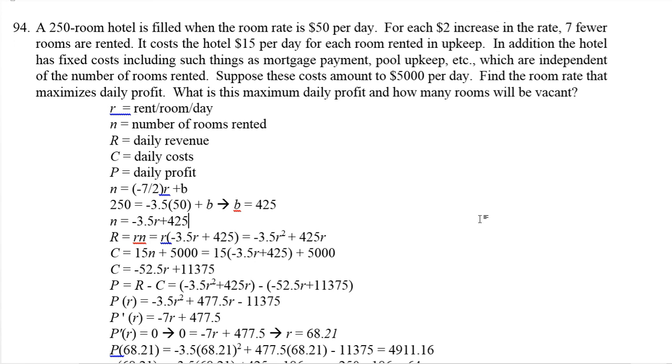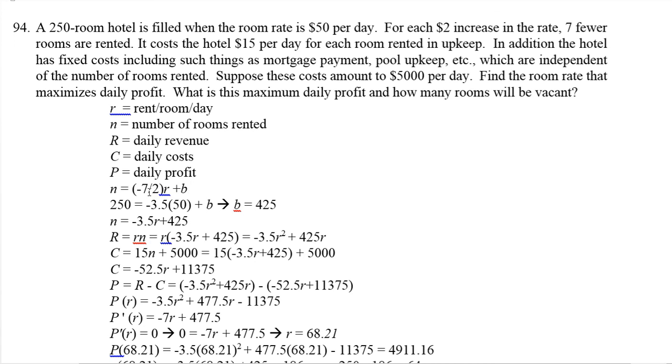So here I did it a slightly different way than the last one. I didn't use the point slope formula. I just started with the slope-intercept formula. N equals mr plus b, it's just y equals mx plus b, basically. But y is n, x is r, b is the y-intercept. And the slope, m, is -7/2. That's delta y over delta x, or in this case, delta n over delta r. So it's 7 fewer rooms when you increase by 2.